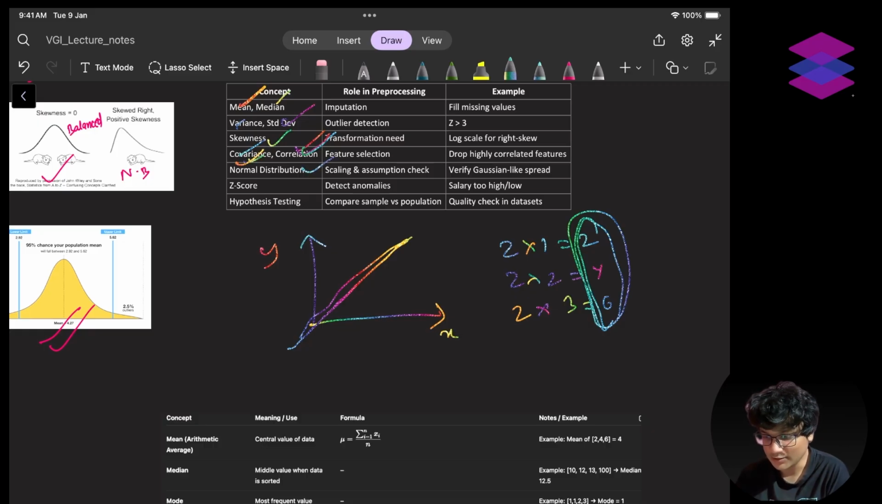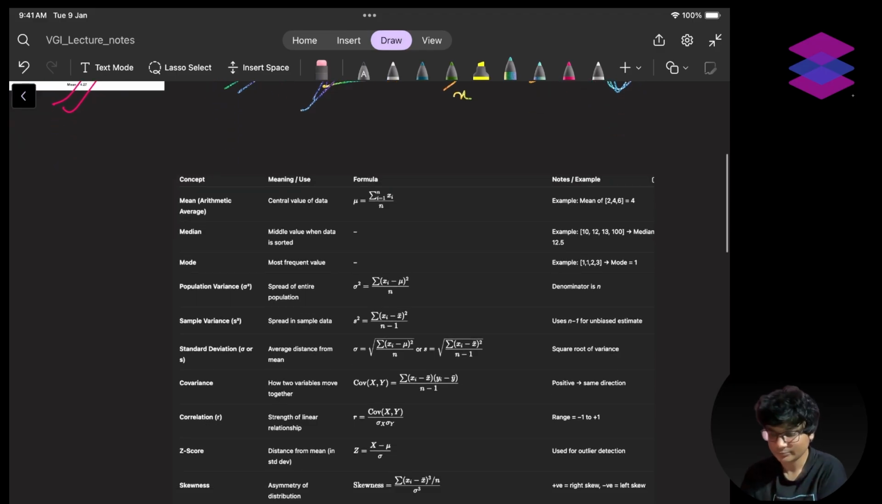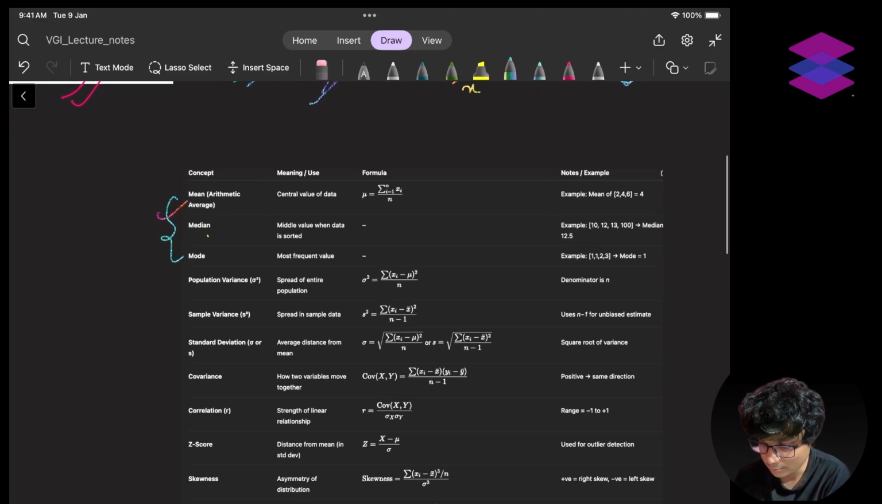Normal distribution, the Z score is basically your statistical test. The hypothesis testing is basically the p value, okay. Don't worry, I will come up with everything so that you understand all these things. So yeah, you now know about all these things.